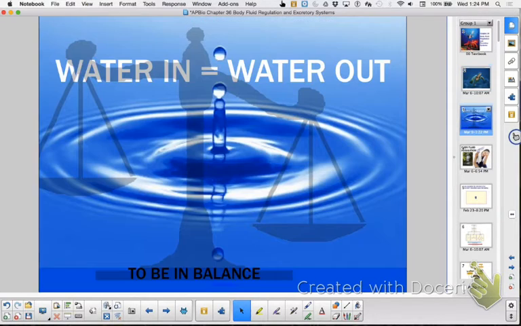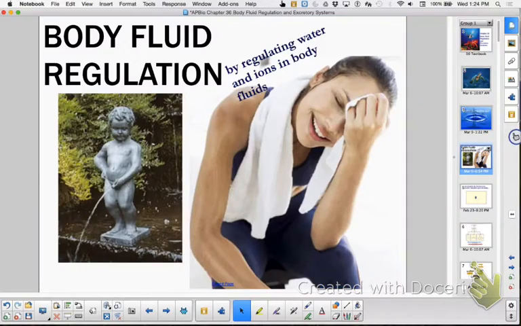All right, so the big idea here on water balance is however much water comes in, that's how much water goes out. And you don't want to lose more than what you have. Your first term, osmoregulation, the definition for your notes: balancing levels of water and salts in the body. And we have to get rid of metabolic waste, and any process where we're doing that is referred to as excretion.